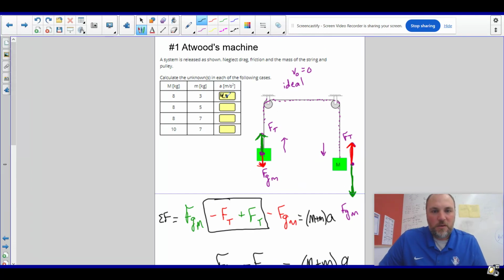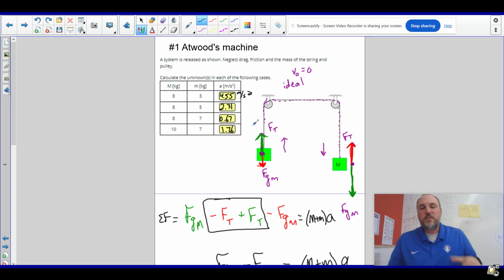If you'd like at home to pause the video and try the other three combinations using that same method of the system approach, go ahead and try that now. Okay, and then if you work through those, the answers we should be getting here are about 2.31 for the 8 and 5 combination, 0.67 or 2/3 for the 8-7 combination, and 1.76.